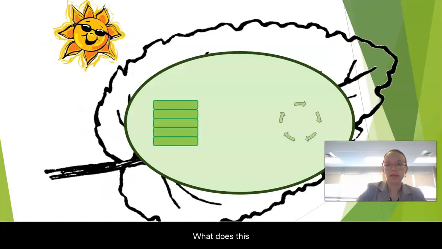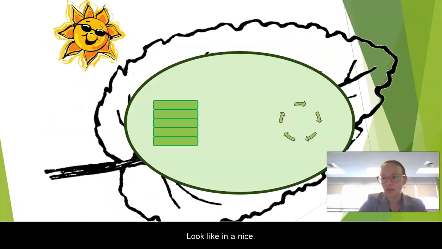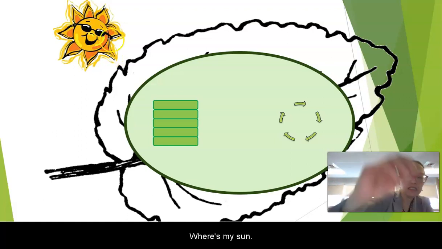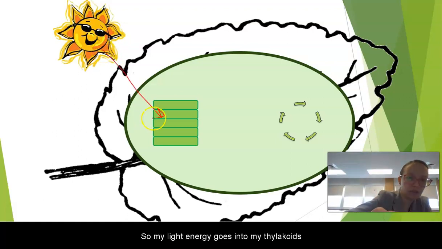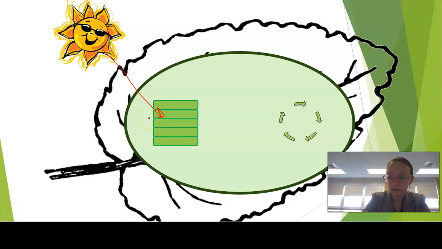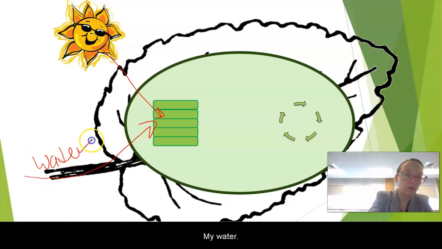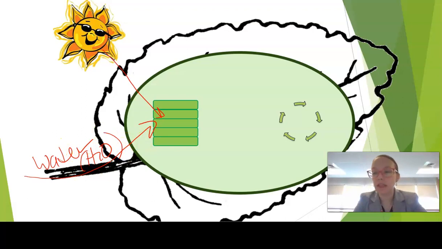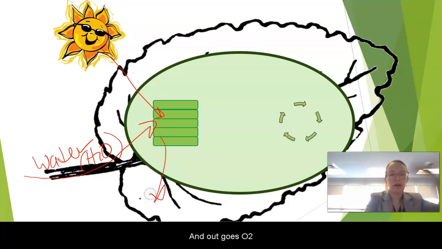So what does this look like in a nice overarching illustration? Well, here's my sun. So my light energy goes into my thylakoids, and my water comes in. So my H2O comes in, and I split it. And out goes O2.